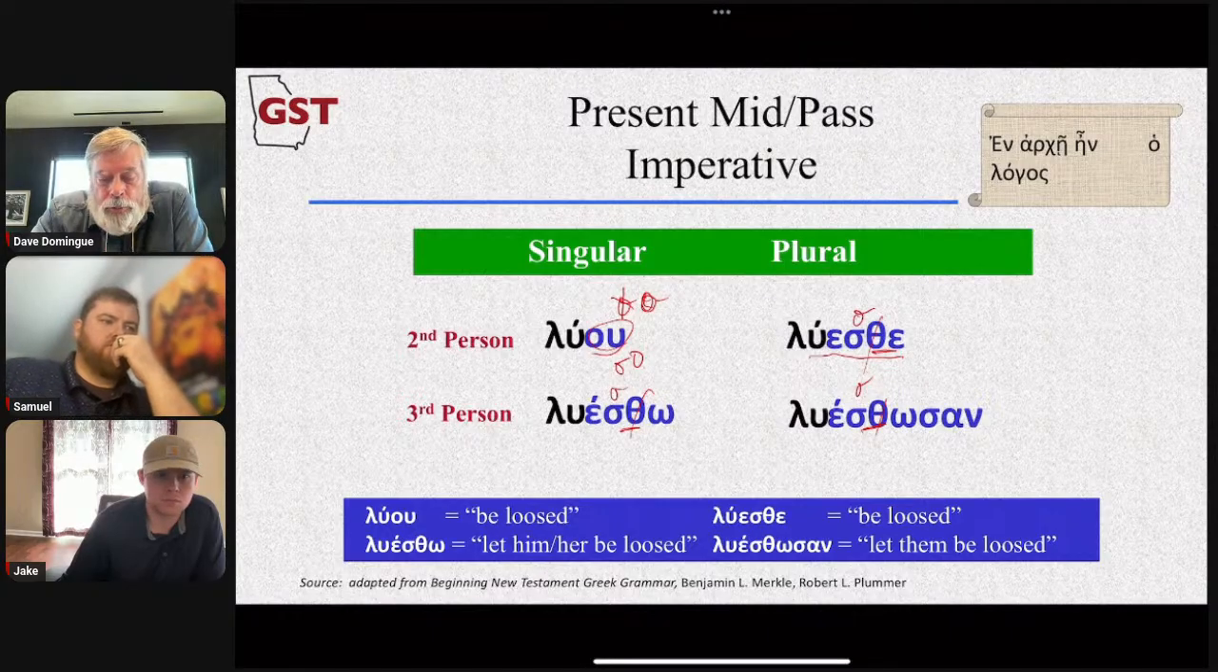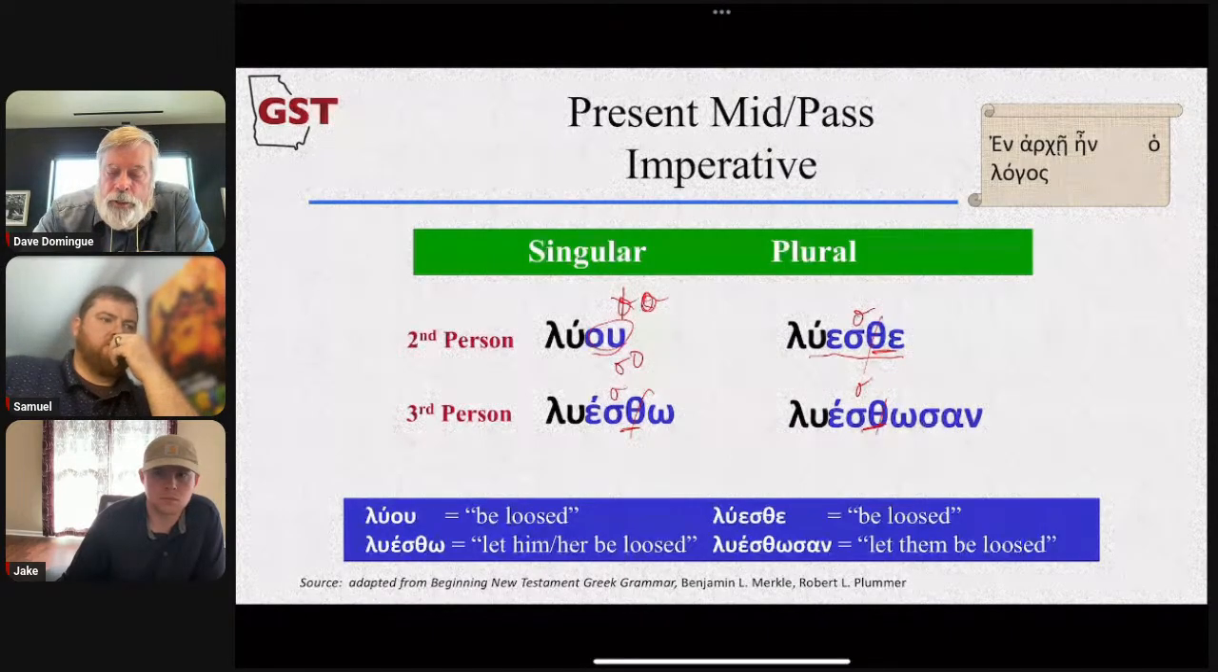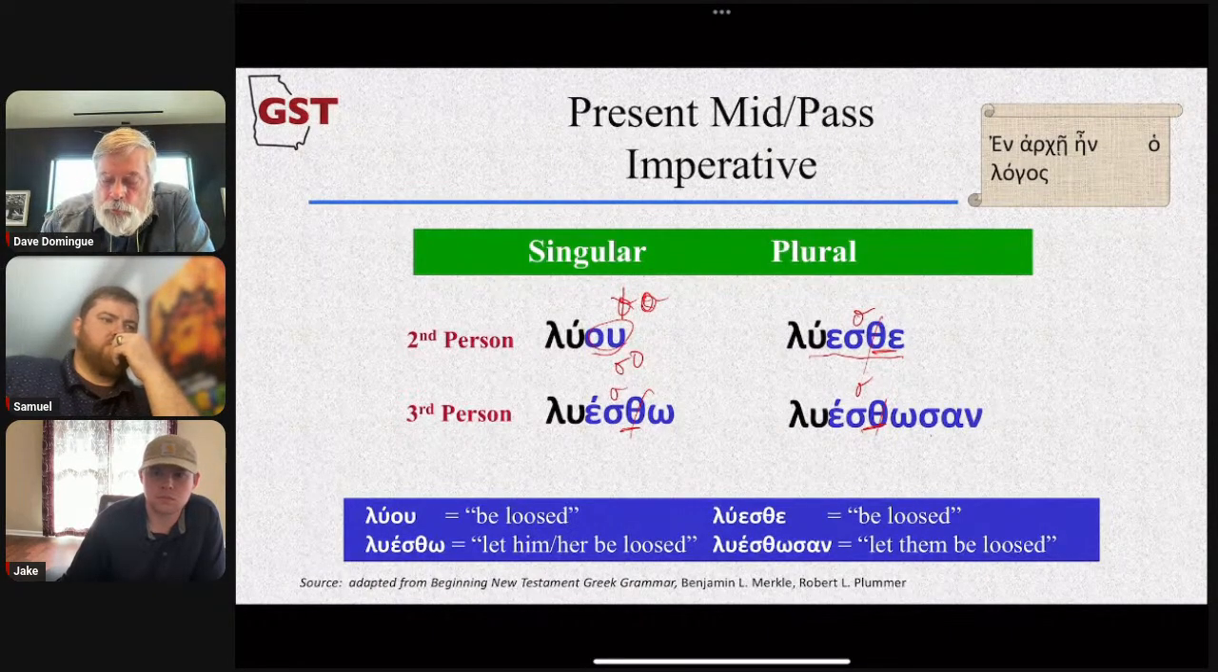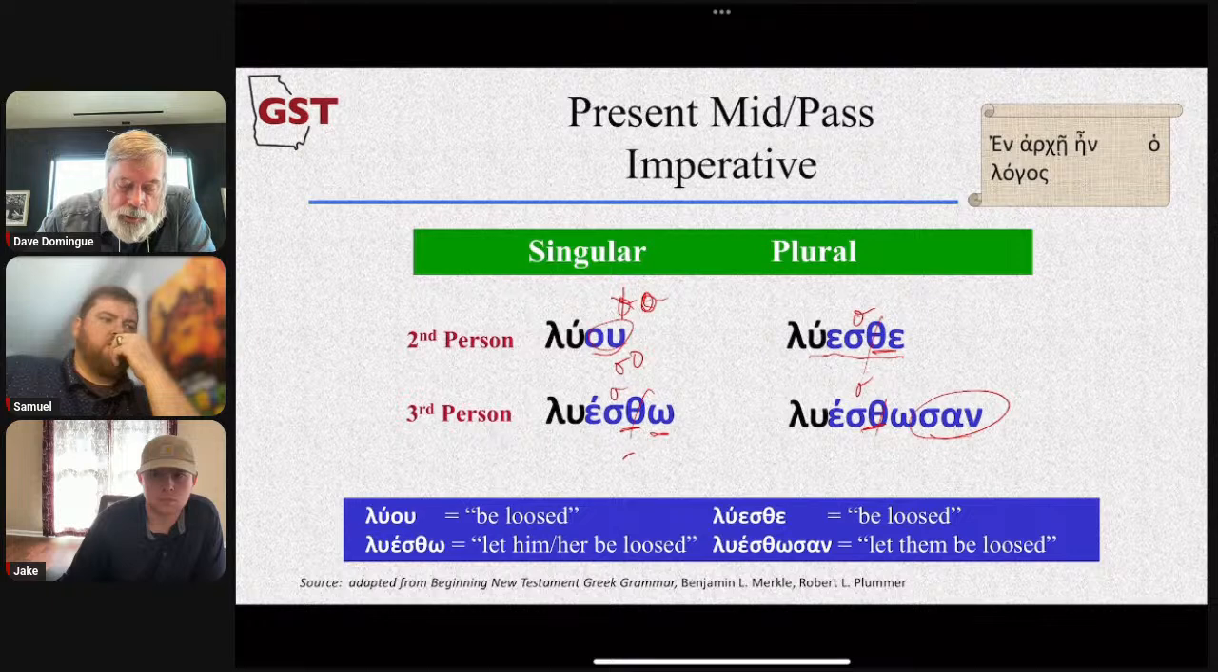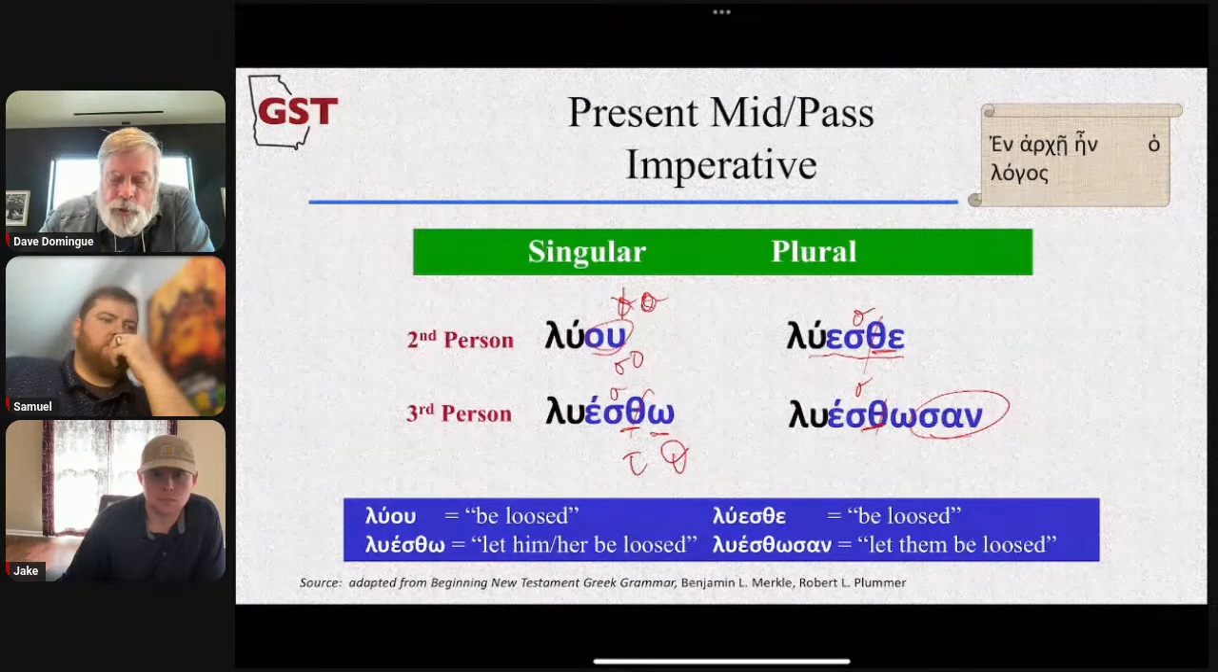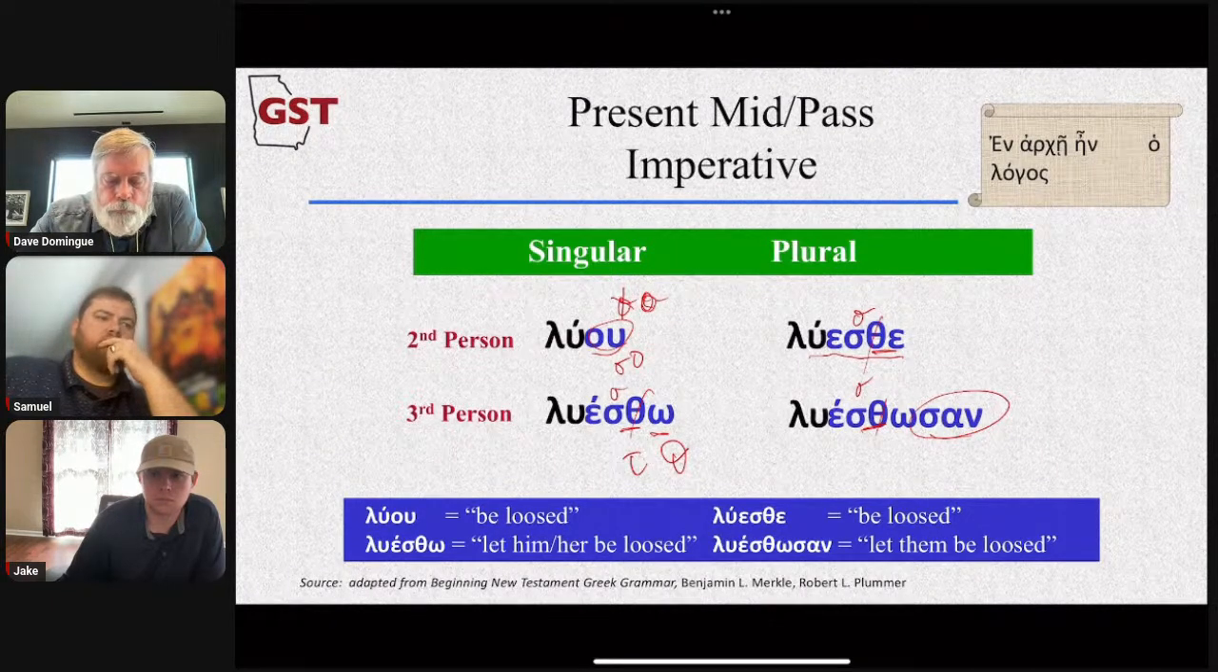Lu este, lu esto san. There's our plural. San here is with the omega. So instead of having the tau, it is replaced with the theta is what's happened, right? So anyway, make sense?